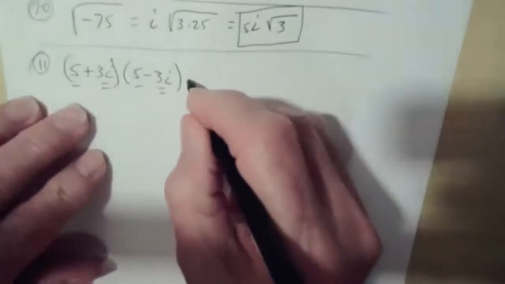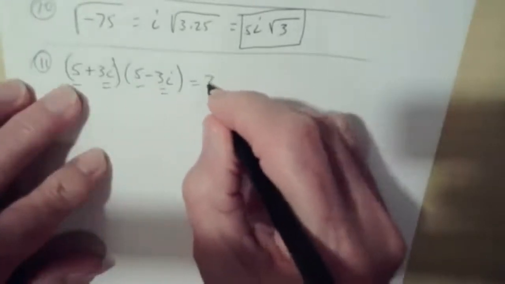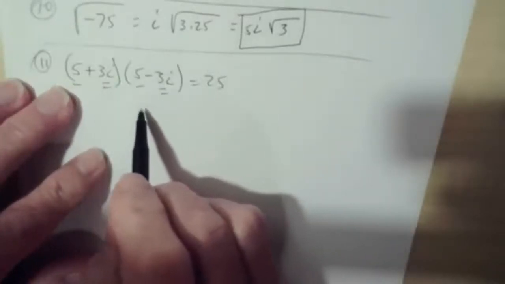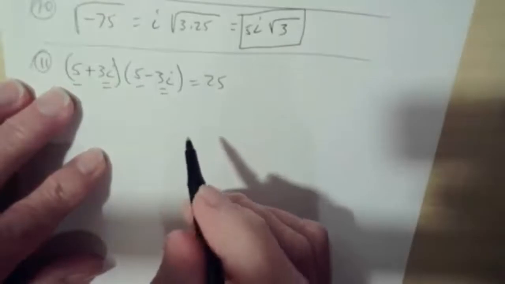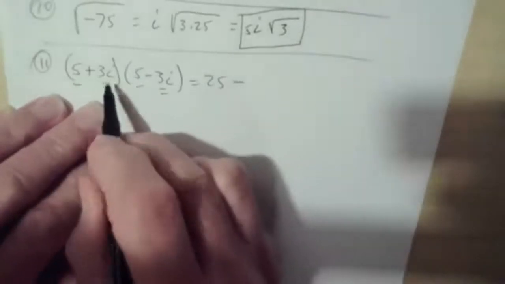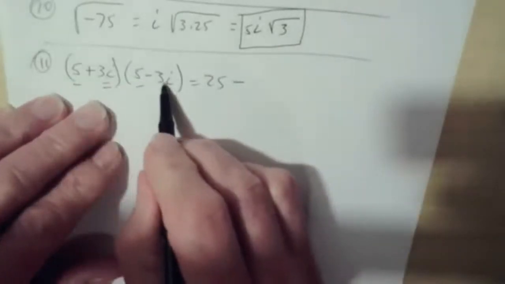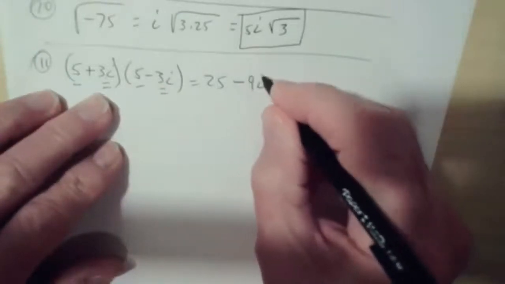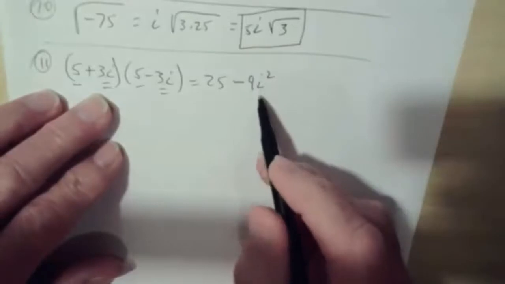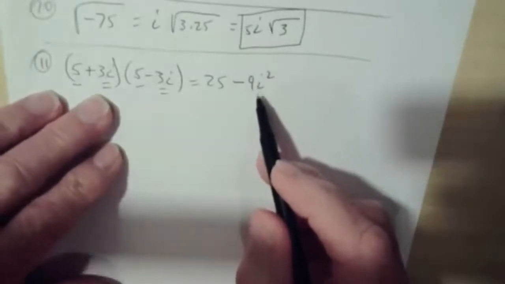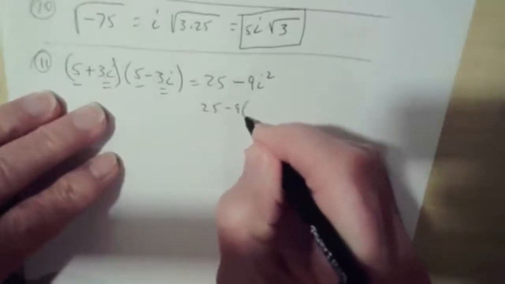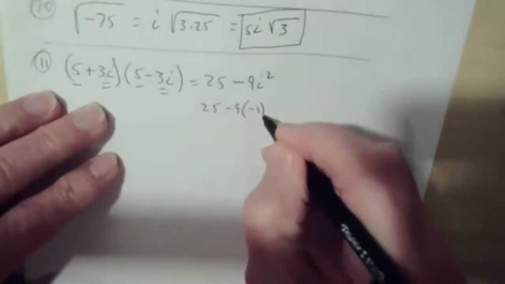Okay, 5 times 5 is 25. Because remember, when you do a conjugate, the linear term, the middle term, gets eliminated. Minus 3i times 3i is negative 9i squared. And remember, i squared is negative 1. So we have 25 minus 9 times negative 1.